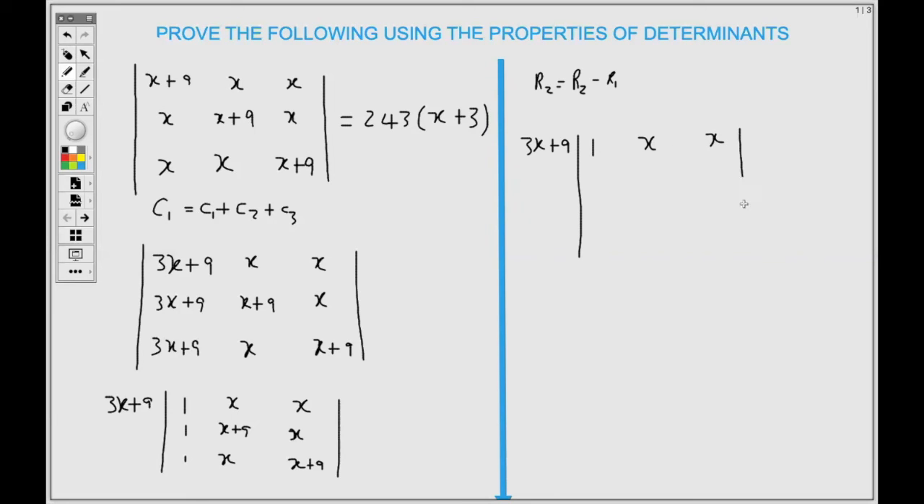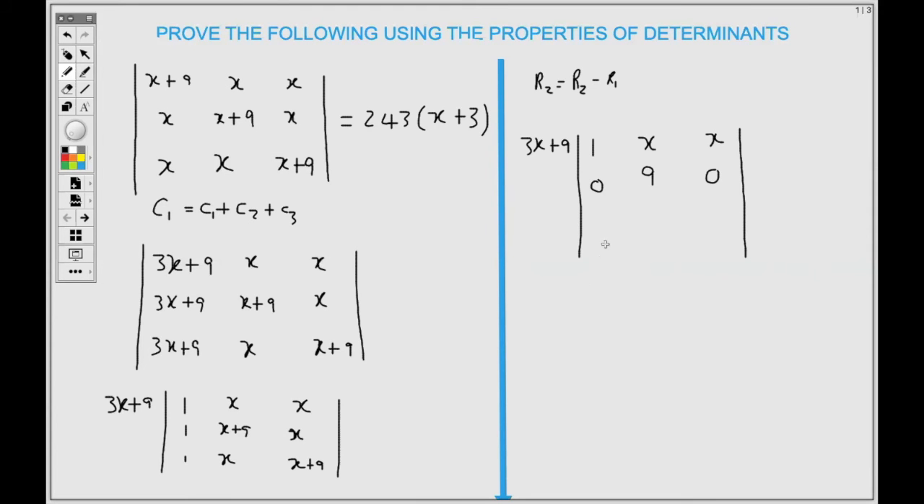So doing the row operation for row 2, I'll have 1 minus 1, that will give me 0. x plus 9 minus x, so the x cancels, so I'm left with 9. x minus x, that gives me 0. Now we're going to do another row operation, row 3 minus row 1, in order for us to get another 0. So 1 minus 1 is 0, x minus x is 0, and x plus 9 minus x gives 9.